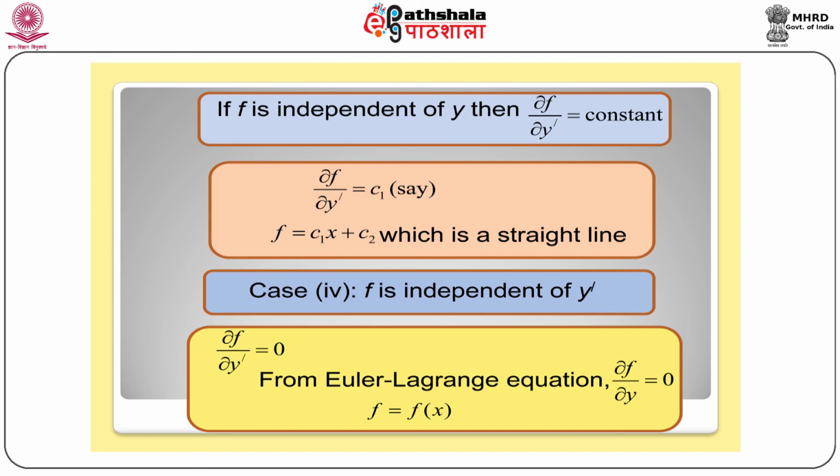Case 4. If f is independent of y', let us check what happens. If f is independent of y', then ∂f/∂y' vanishes. Thus, from the Euler-Lagrange equation, we have the first order partial derivative of f with respect to y vanishes. On integration, this gives f which is a function of x only.